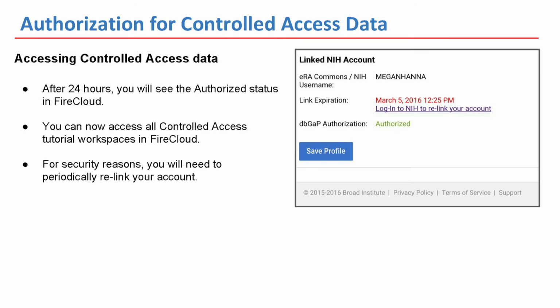Okay, and then one other thing. For security reasons, you're asked to relink your account regularly. So periodically, I think it's a week. The way it's set up is that if you link your FireCloud account to your ERA Commons account, and you clone one of the controlled access workspaces, and then you launch an analysis, and you're doing a lot of work, and you know that analysis is going to take 8 days, a week, or something like that, if you don't revisit FireCloud in that time, your analysis is going to go ahead and run.